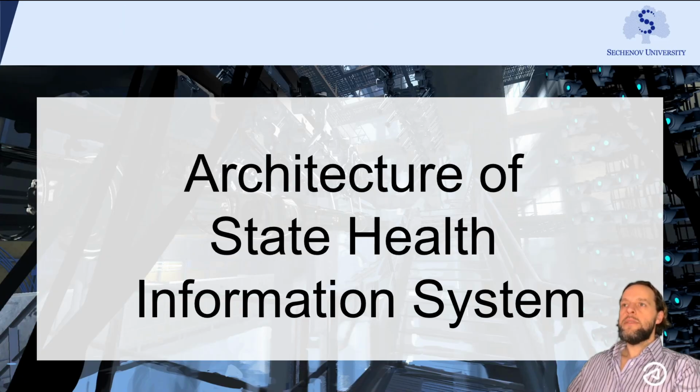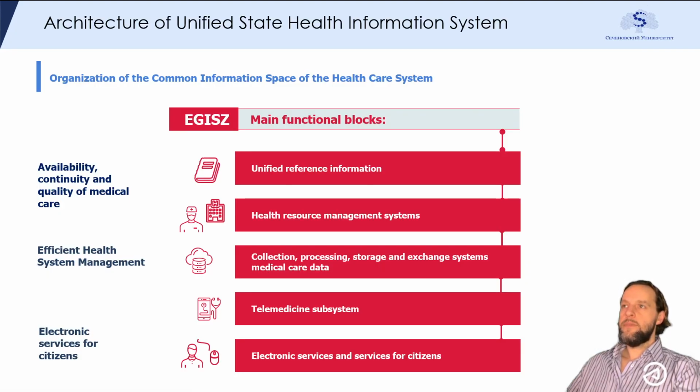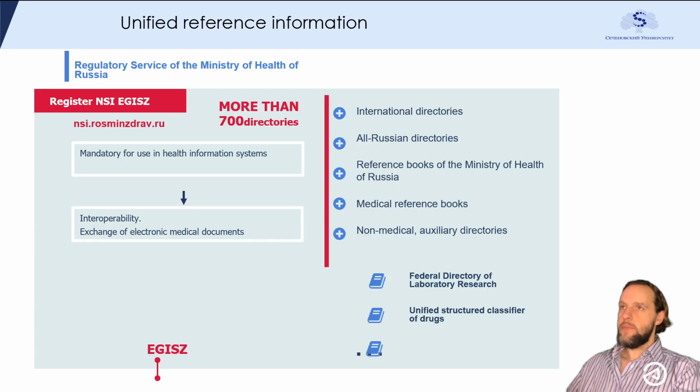Now let's take a look at the architecture of the state medical information system. The main functional blocks of the system are unified reference information, health resources management system, collection, processing, storage, and exchange of medical data, telemedicine subsystem, and electronic services for citizens.